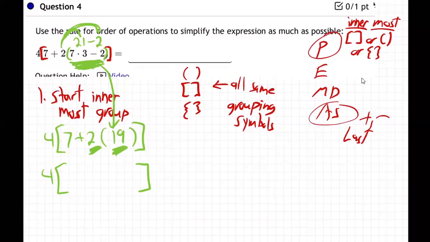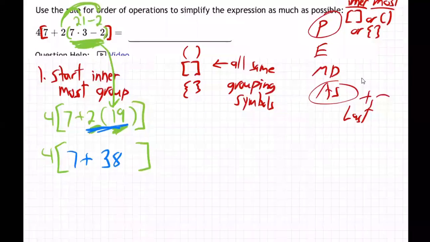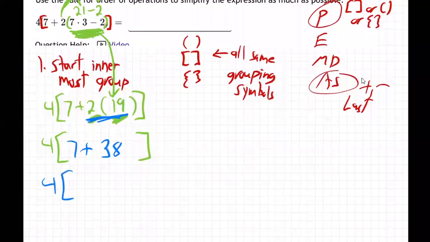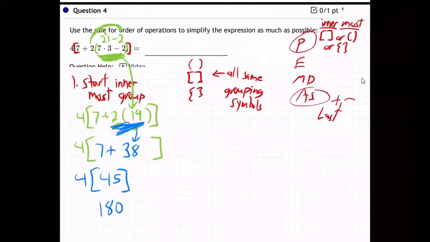So then what do I do? 2 times 19. You got to do 2 times 19 first off. Gotta do that. Then add these up. Right? Because why? Because multiplying comes before adding, subtracting. So this multiplication happens first, then add afterwards. Final step, multiply these guys. Use your calculator. I think that's 180. So there's a lot of steps to that one.